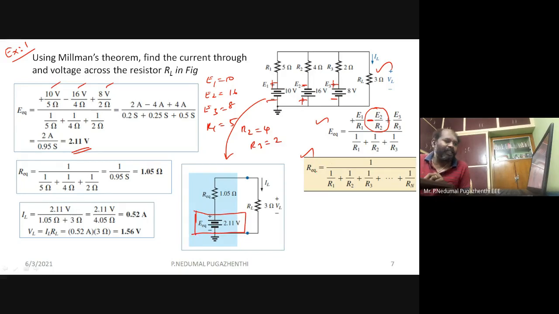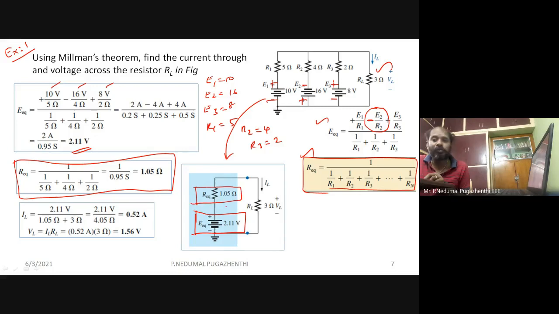Then what is R equivalent? R equivalent is equal to 1 divided by this formula. R equivalent is equal to 1 divided by 1 by R1 plus 1 by R2 plus 1 by R3. If I apply that, I get 1 by 5 plus 1 by 4 plus 1 by 2. You get it here? So I will get 1.05 ohms. So your R equivalent is equal to 1.05 ohms. They are connected in series.